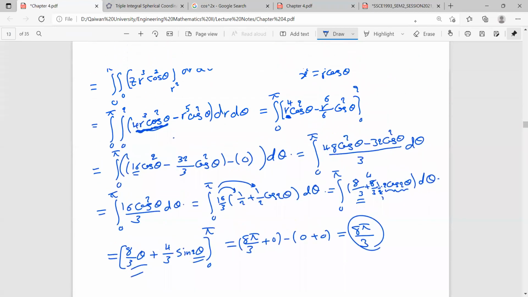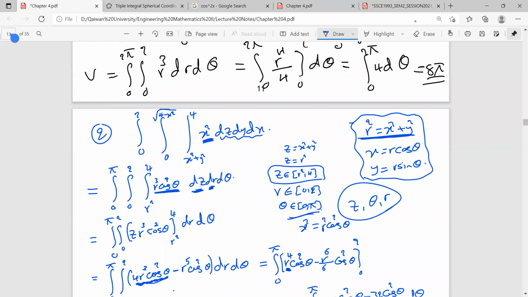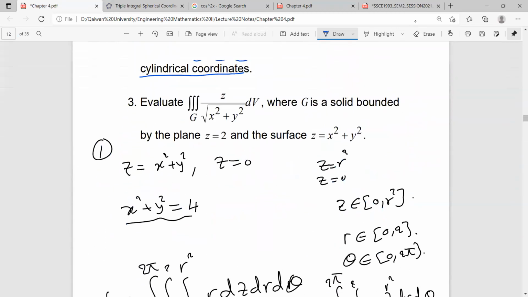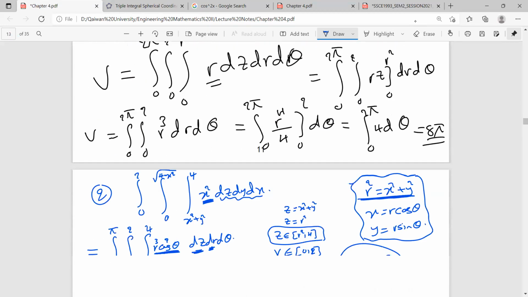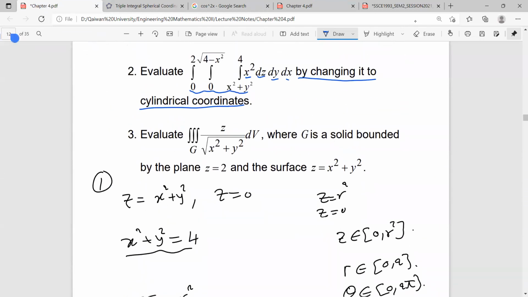Okay, it's so easy. Here the most important thing is how to find the upper and lower limits for the integrations. That's all. After finding this, the others is only taking 3 integrals. It's so easy. And the third one, we have another example.